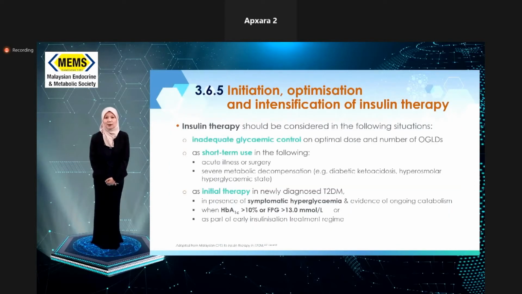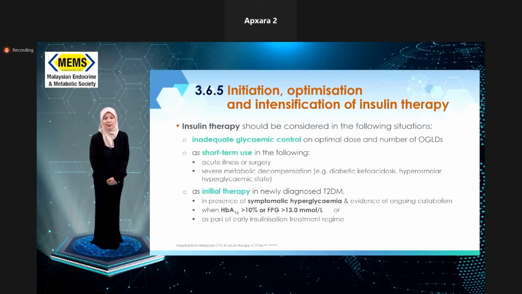I'm just going to dwell on a little bit about insulin therapy. Initiation of insulin therapy should be considered in the following situations, including inadequate glycemic control on optimal dose and duration of glucose-lowering drugs, both oral and injectable. It should be used as a short-term treatment in patients who are experiencing acute illness or surgery, and also patients undergoing severe metabolic decompensation, including diabetic ketoacidosis and hyperosmolar hyperglycemic state.